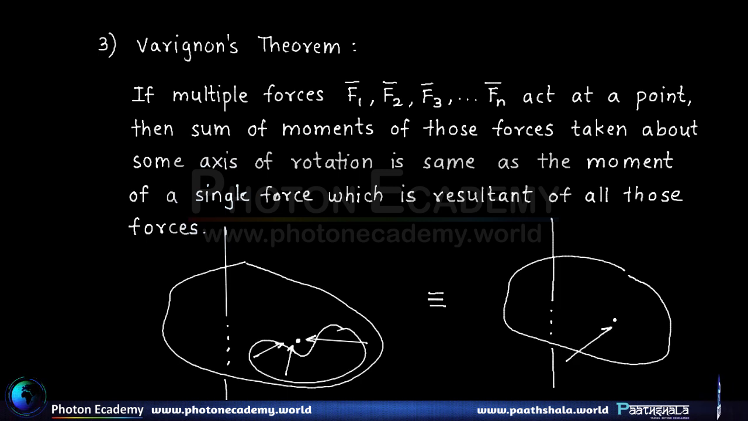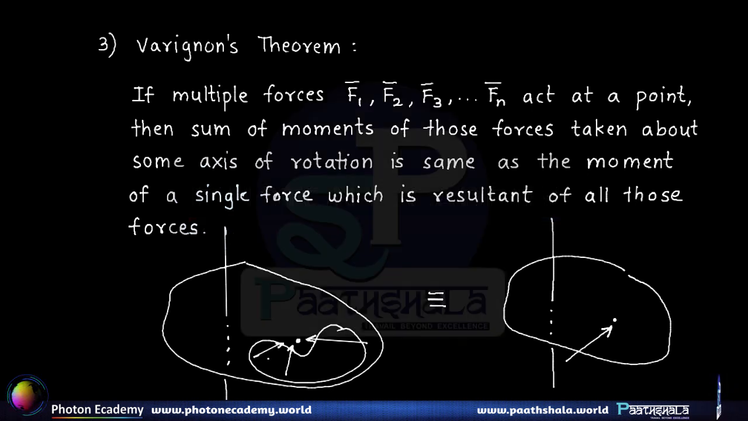and we consider a single resultant force F. Okay? So this theorem says that the resultant of the moments produced by the individual forces will be the same as the moment produced by the single resultant force of all of those forces. Okay? So that is Varignon's theorem.